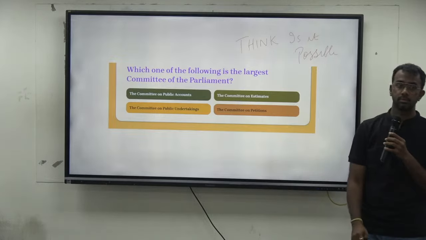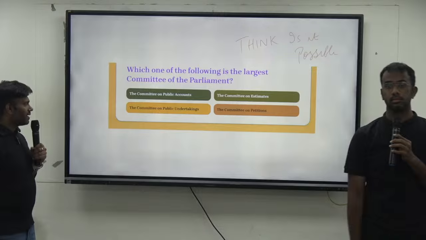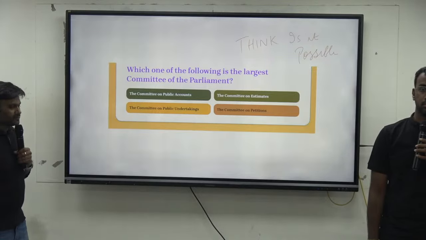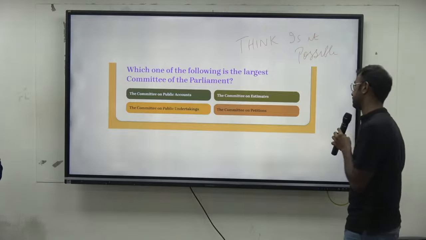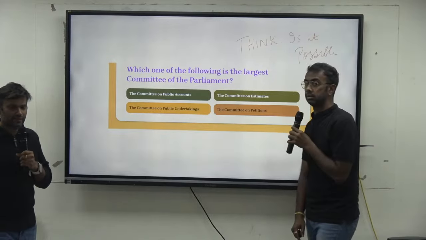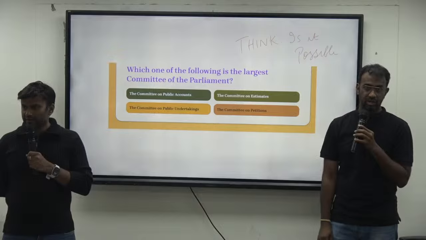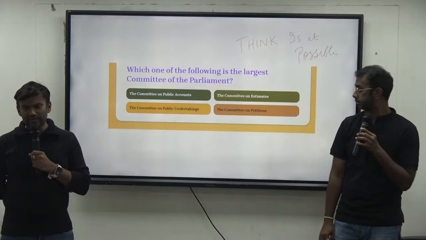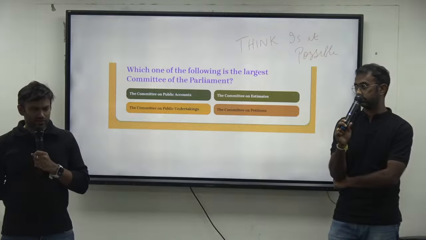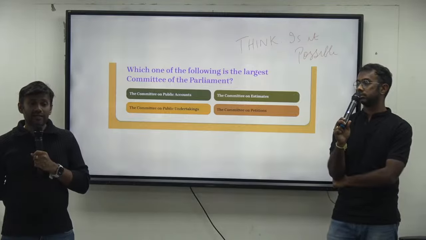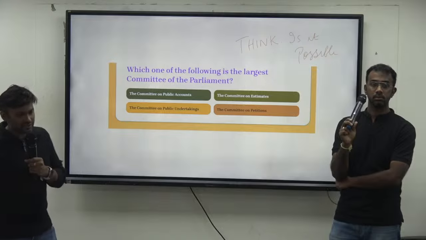Which one of the following is the largest committee of the parliament? How many members are there? 30 members. How many members are there in the Public Accounts Committee? 22. 15 plus 7. Lok Sabha 15, Rajya Sabha 7. How many members are in the PSU, Public Sector Undertakings? Same, 22 members. How many members will be there in departmental standing committees?